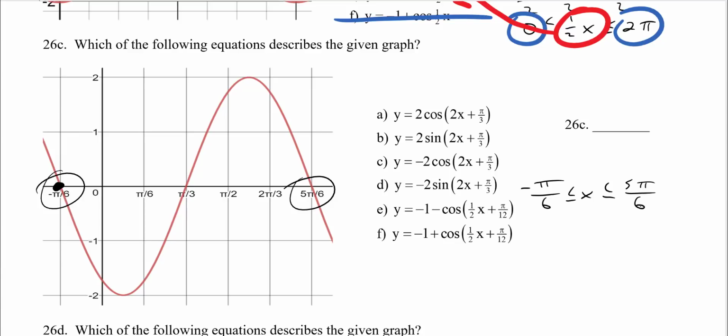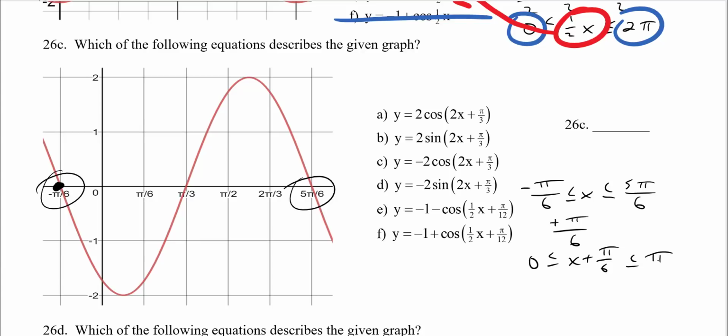So that's my compound inequality. Again, this is with a negative sine graph. The first thing I'm going to do is add pi over 6 to all sides. So I get 0 less than or equal to x plus pi over 6 less than or equal to 6 pi over 6, or pi.